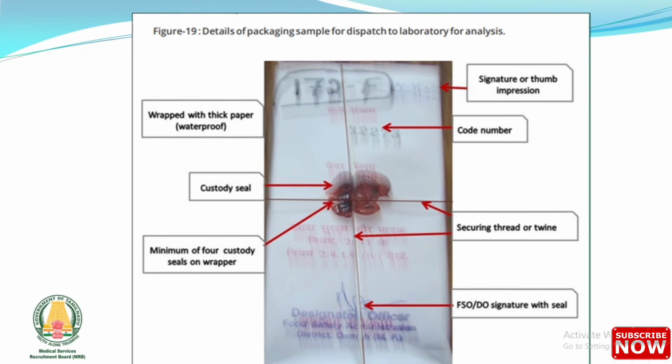And here are the details of packaging a sample for dispatch to the laboratory for analysis. Here at the top, the signature or thumb impression. Next, code number, securing thread or twine. And next, at last, food safety officer or designated officer signature with the seal. And here comes wrapped with thick paper that is waterproof, then custody seal, a minimum of 4 custody seals on the wrapper.